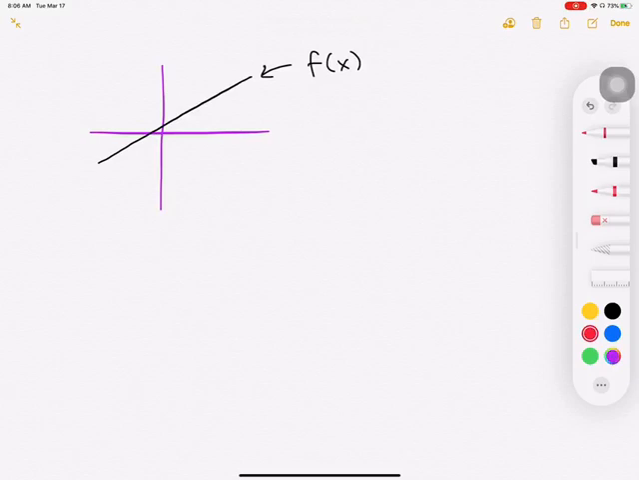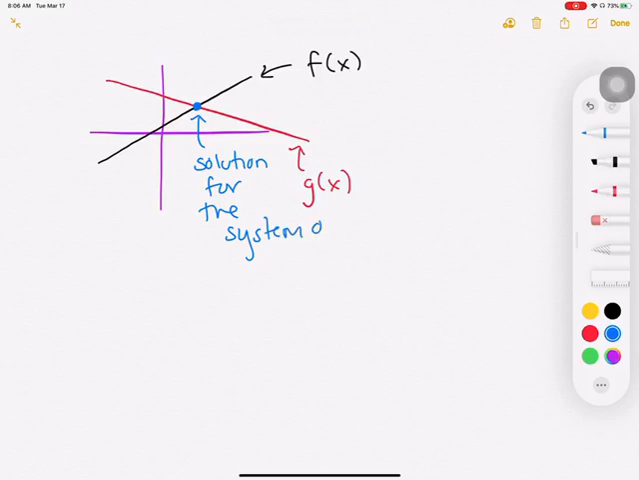So if I have two graphs in the same Cartesian coordinate, two graphs with, let's just call those functions with different names, if those two graphs meet at one point, this point over here is what we're going to call the solution for the system of equations.